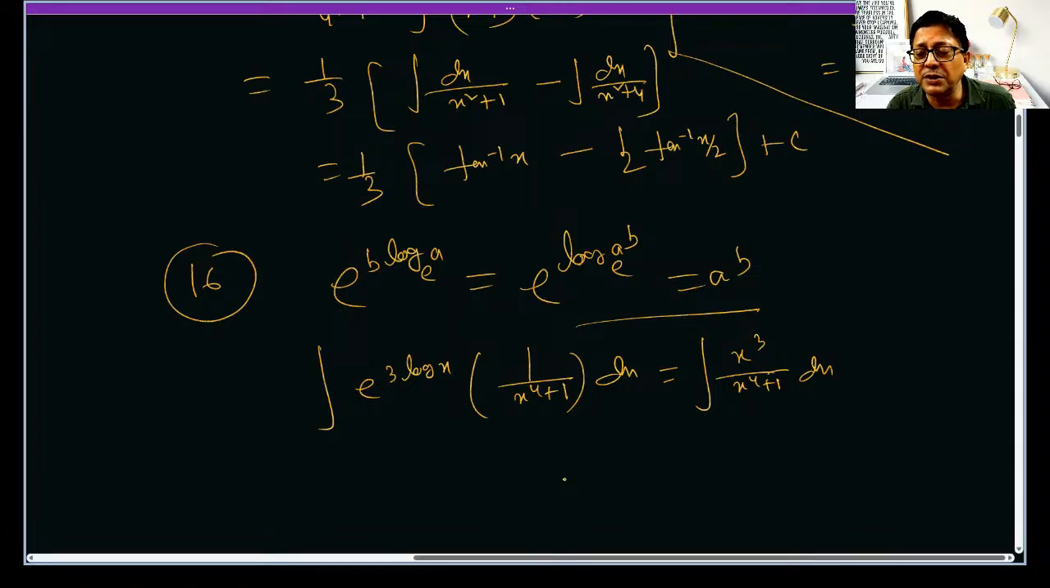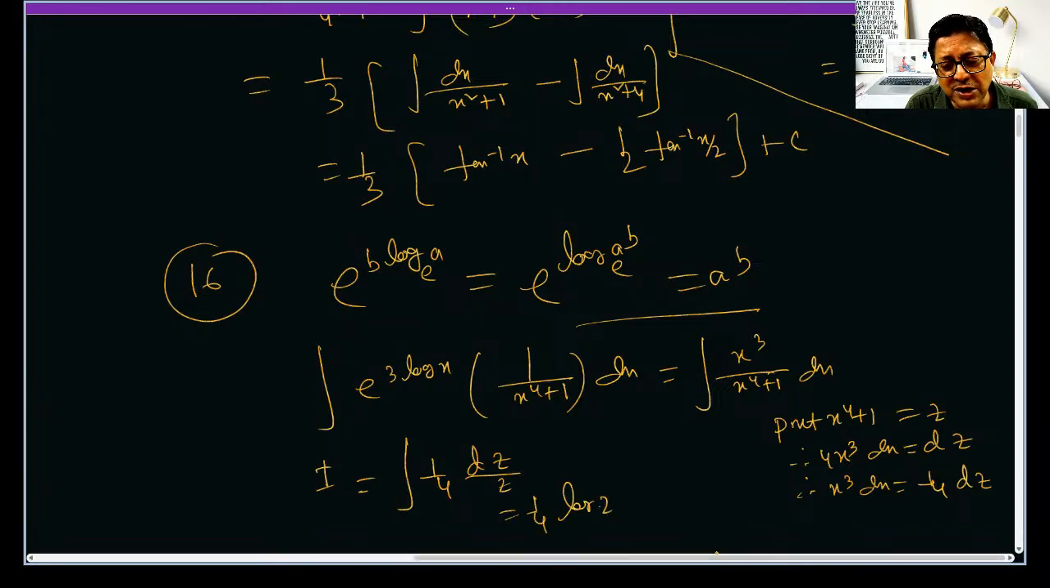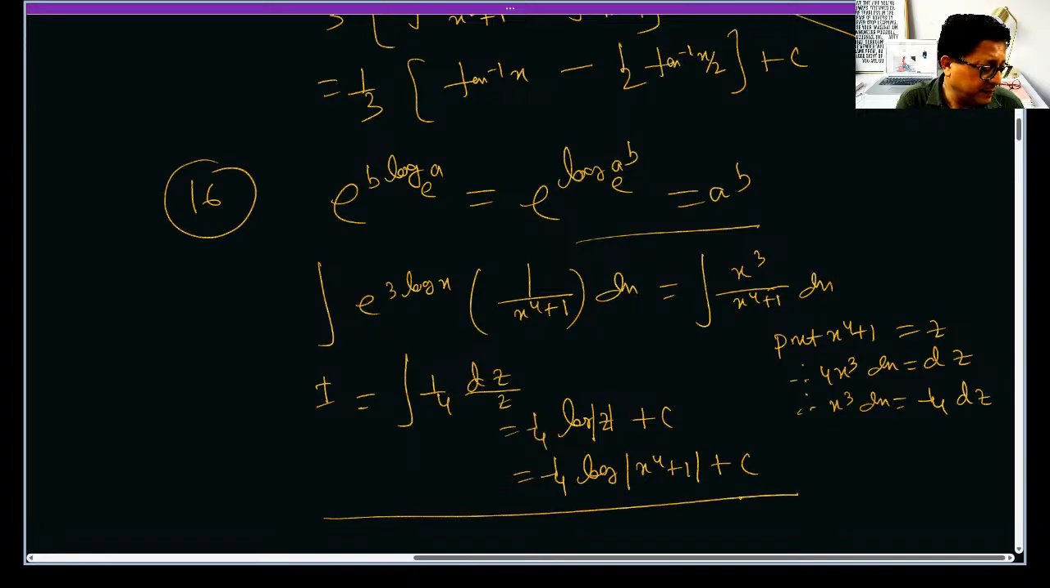Now the sum can be solved easily if you put x to the power 4 plus 1 equal to z, 4x cube dx equal to dz. So x cube dx equal to 1/4 dz. So I is going to be what? 1/4 dz by z, 1/4 outside, log of mod z. So this will be 1/4 log of mod of this plus c. Clear?